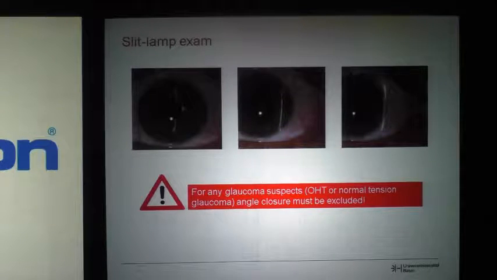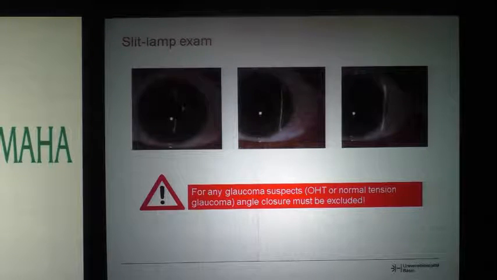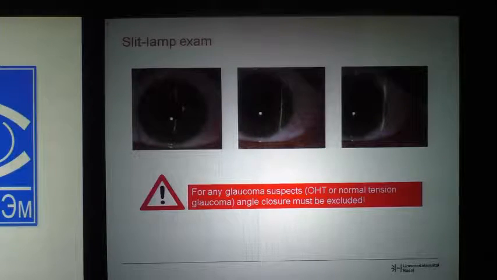And for any glaucoma suspects, before we define an ocular hypertensive or a normal tension glaucoma, we have to exclude any angle closure. I know it sounds very simple, but as I work in a referral clinic, we often see patients referred with normal tension glaucoma who have an overlooked angle closure glaucoma.